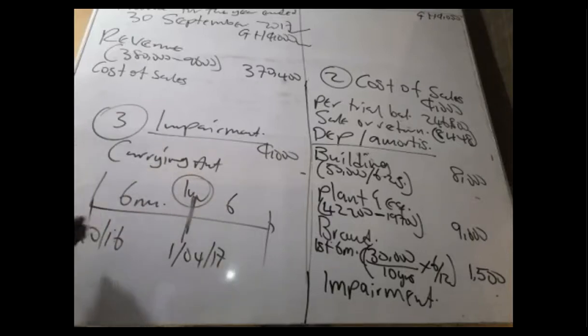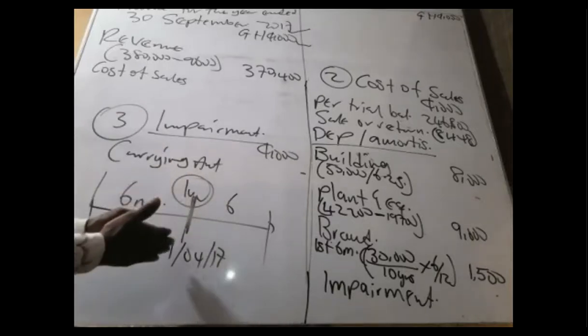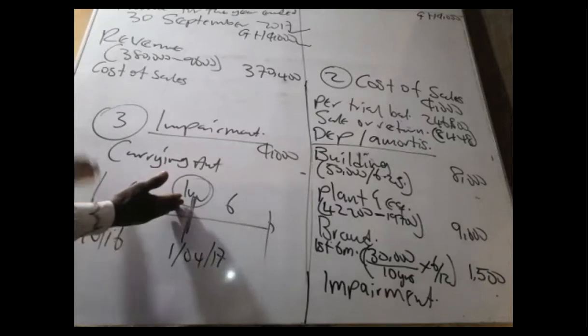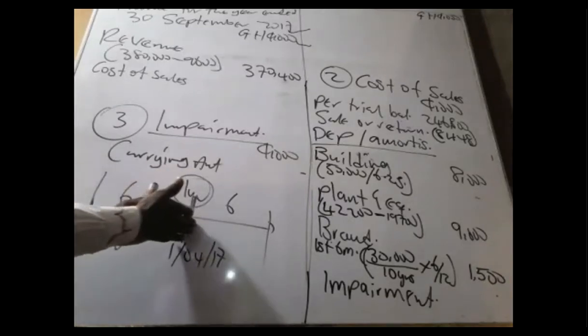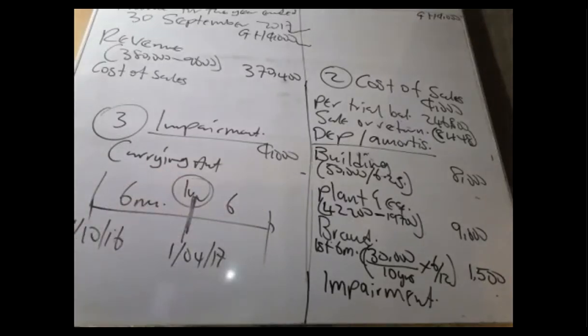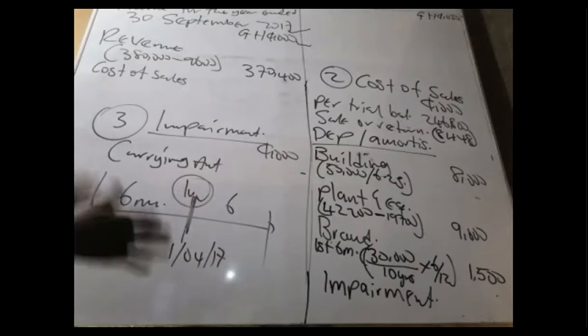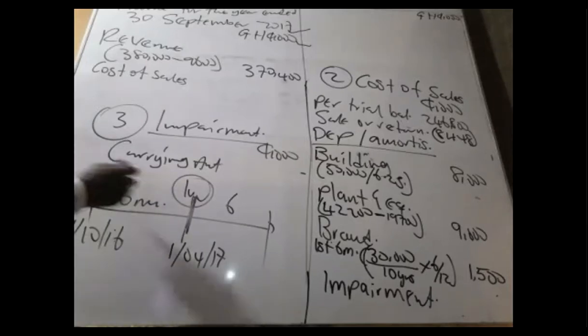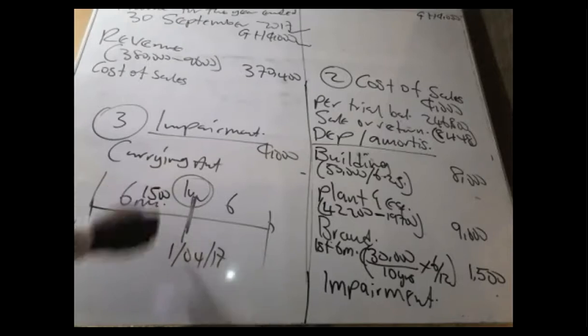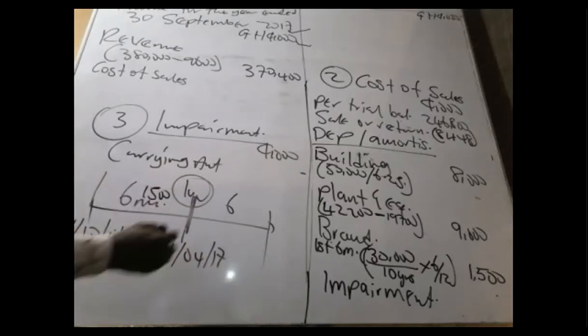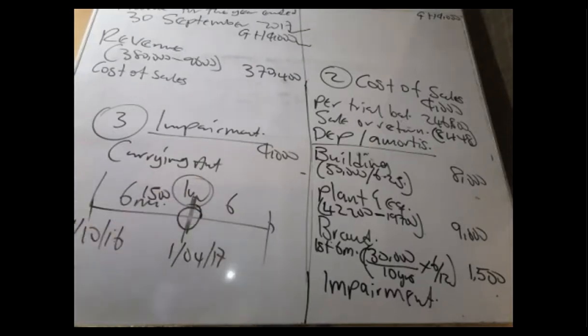The brand was impaired in the middle of the year. So you have to get amortization or depreciation before the impairment and after the impairment. Now you've gotten the first one, 1,500. What you have to do is start with the current amount at the date of impairment. That is what I want to look for now. How do you get it?